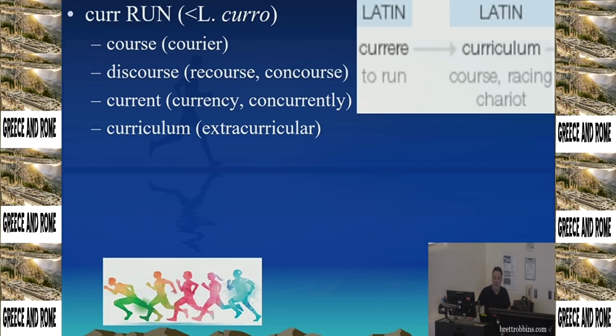So it has the same root as course, meaning running from one thing to the next within one class or one classroom, but then you pull back and you're talking about a bunch of classes that are offered at that institution of learning. And then the curriculum is what all of those different classes have to offer in the larger picture of the institution collectively.